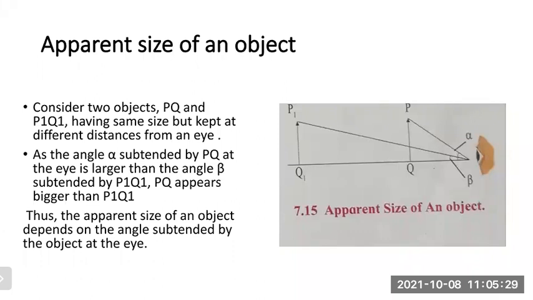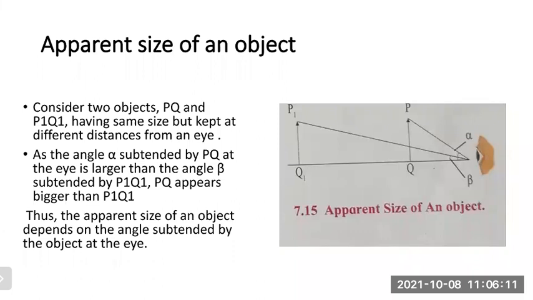Now you can see that the angle alpha subtended by PQ at the eye is larger. Okay, you can observe in the diagram. The angle alpha, which is subtended by the PQ at the eye, is larger than the angle beta subtended by P1Q1. Therefore, the PQ appears bigger than P1Q1. Why? Because the angle subtended by PQ at the eye is larger. Therefore, that object appears to be bigger.